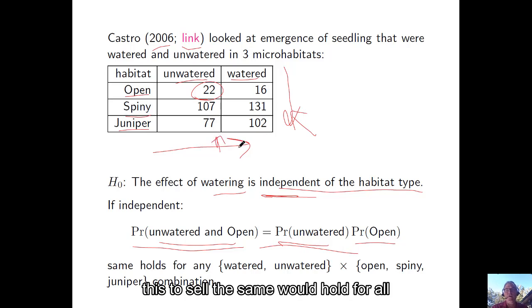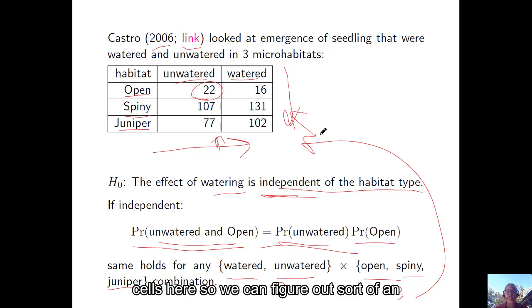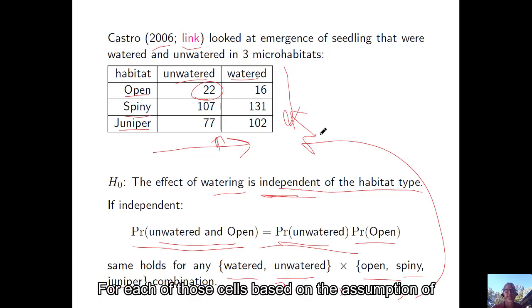The same would hold for all possible combinations of watered versus unwatered. So there's 2 combinations there versus open and spiny and juniper. So there's 3 combinations there. So 2 times 3 gives us these 6 cells here. So we can figure out sort of an expectation for each of those cells based on the assumption of independence.